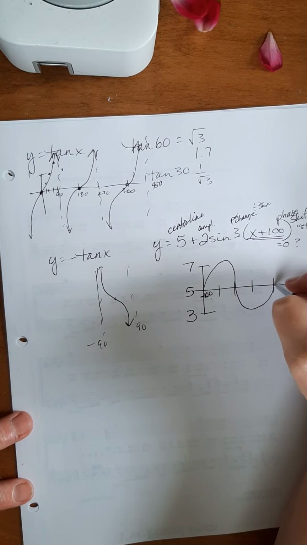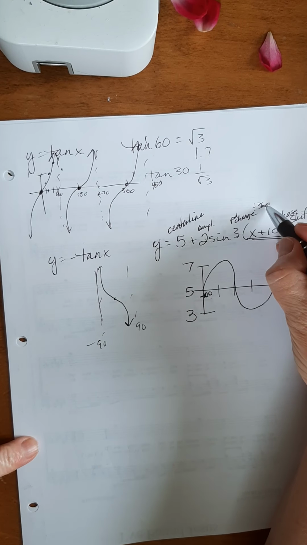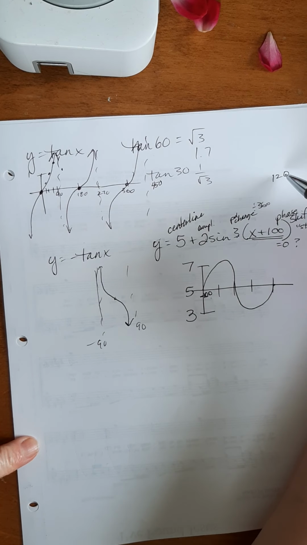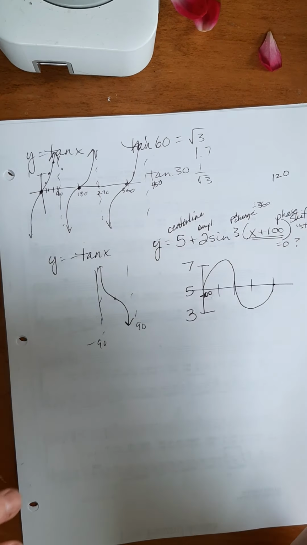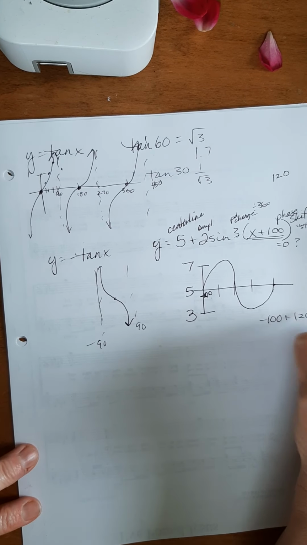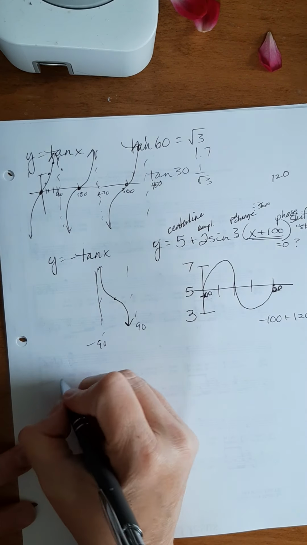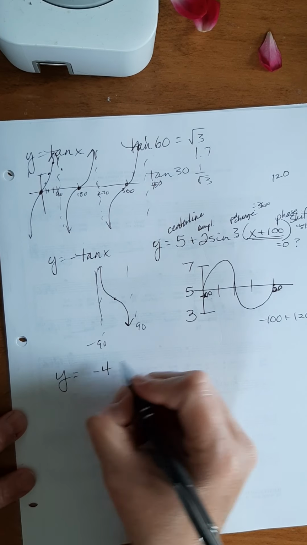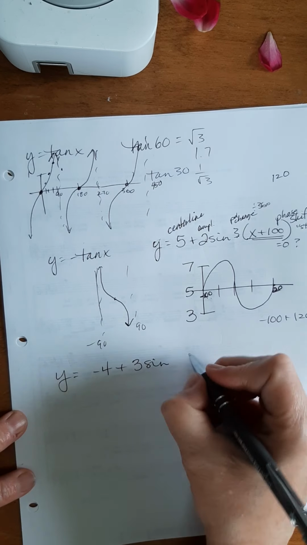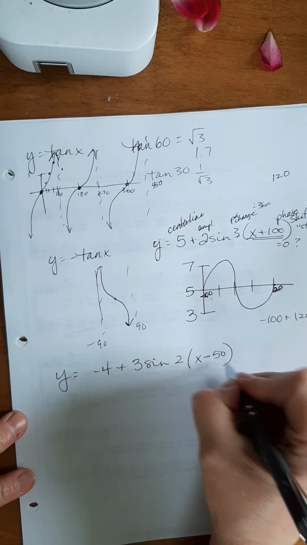And for your last number, where does it end? Well, if it has 3 in a 360-degree period, that means there's 120. Every 120 degrees, there's another curve. So if I said negative 100 plus 120, that means I'm going to end at 20. Just like if I had negative 4 plus 3 sine of 2x minus 50.